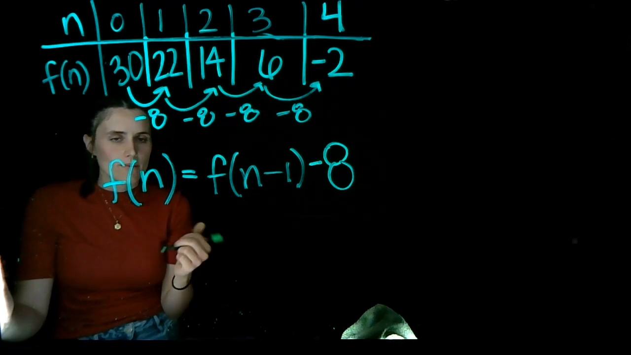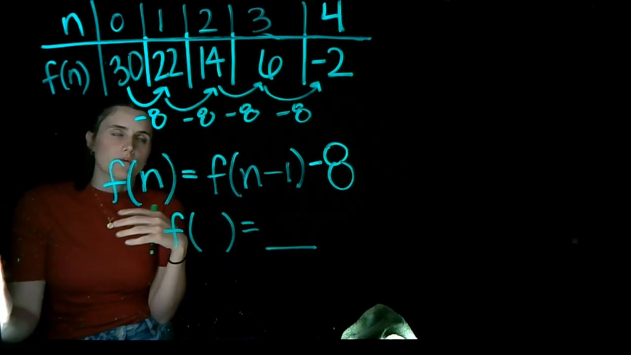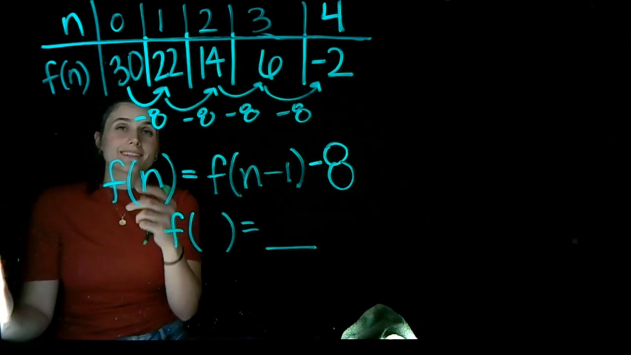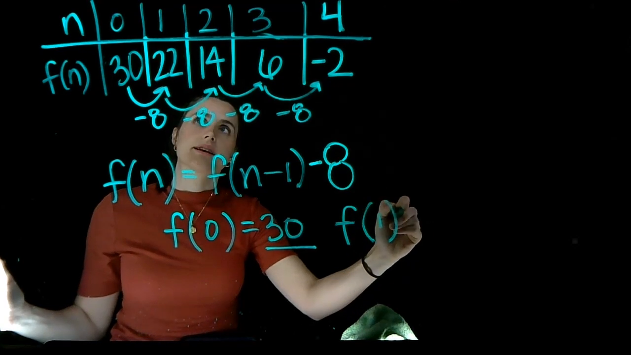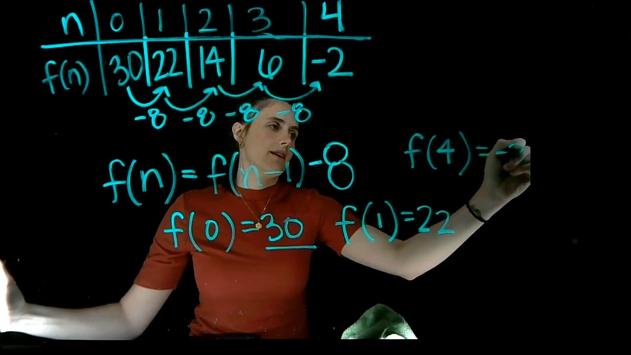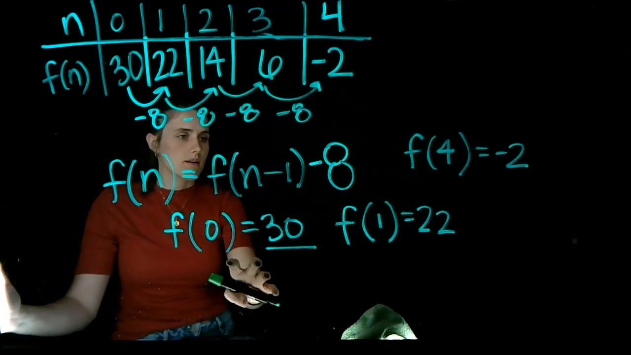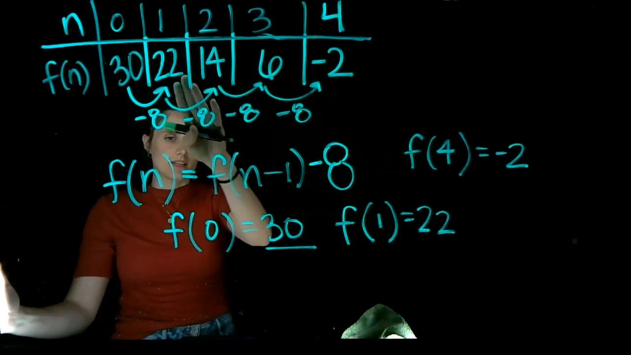And then we have to remember, we always have to include some term so we know where our sequence starts. Okay, so I could say f of 0 is equal to 30. I could say f of 1 is equal to 22. I could even say f of 4 is equal to -2. As long as I give some place so that I know where this starts, so that my sequence will be consisting of the same numbers.